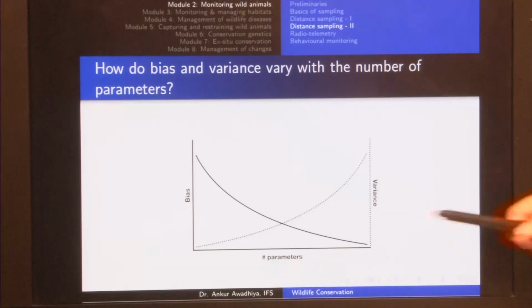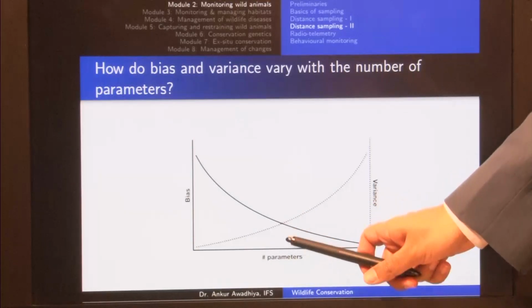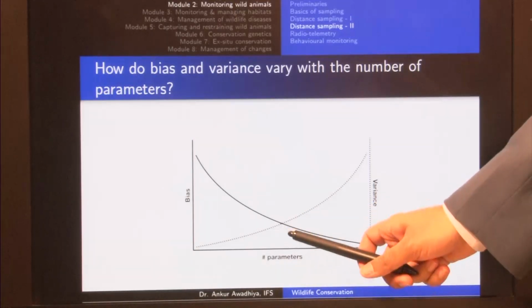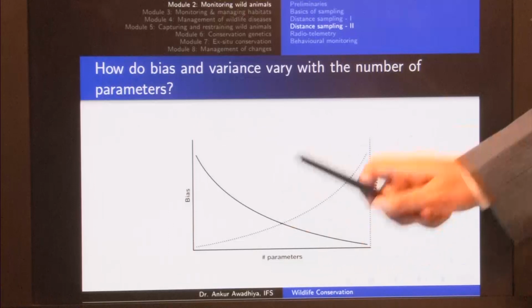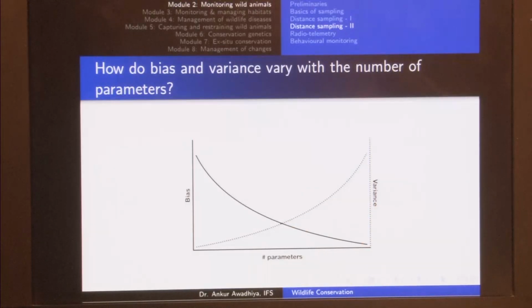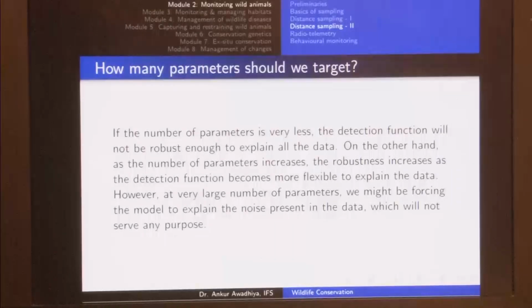It is always best to take that number of parameters for which your bias is less, but at the same time your variance is also less. So, essentially a mid number of parameters. Do not over adjust your g of x, do not under adjust your g of x, take a middle point. So, we should target a middle number of parameters.